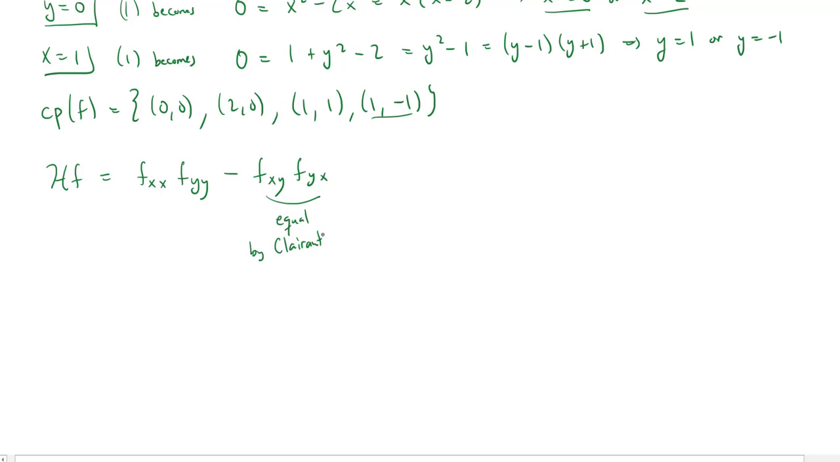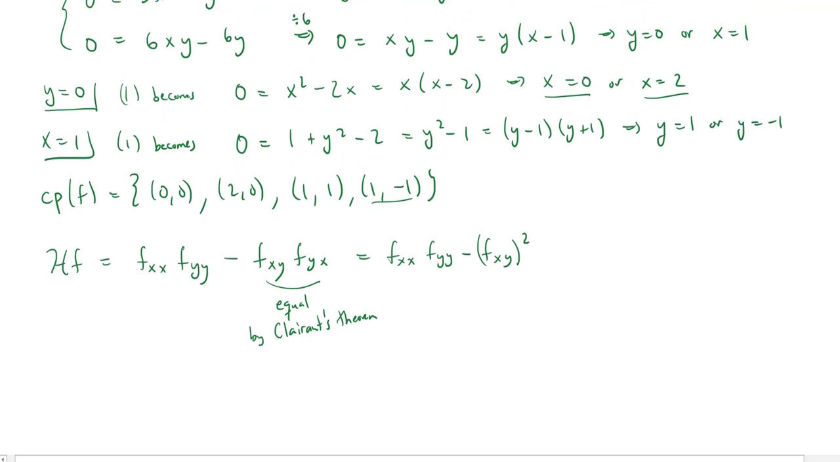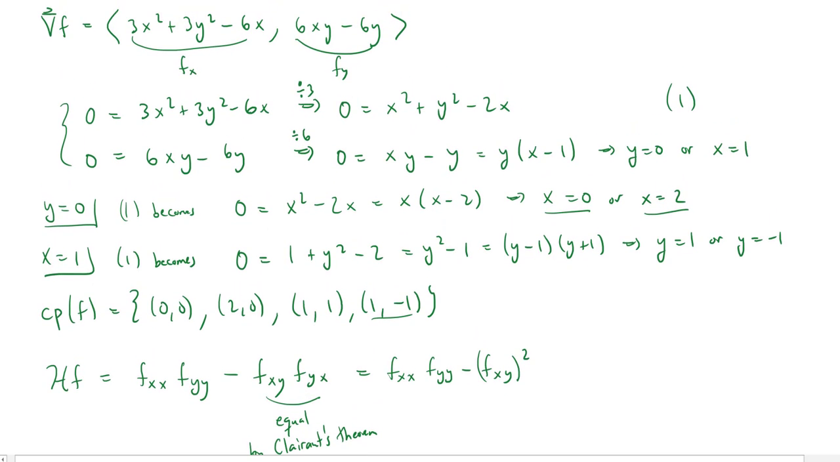So we have Clairaut's theorem. And since we're dealing with a polynomial, Clairaut's theorem absolutely applies. And so this will be fxx times fyy minus (fxy) squared. Okay, well, we can compute this pretty quickly, right? So what do we need? Well, we want to get our partials. So let's get those. So let's see, fx was this function here. So if I take the partial again with respect to x, I'm going to get 6x.